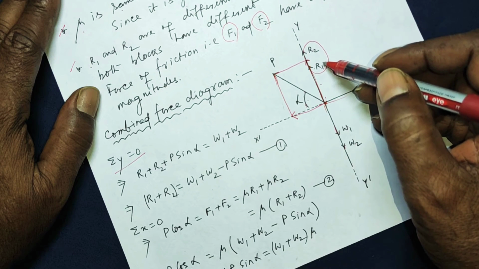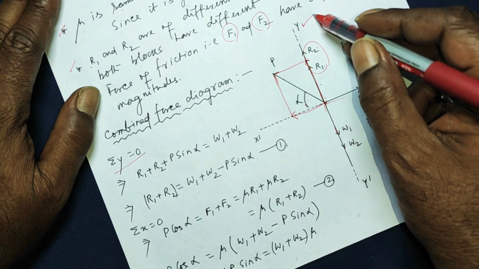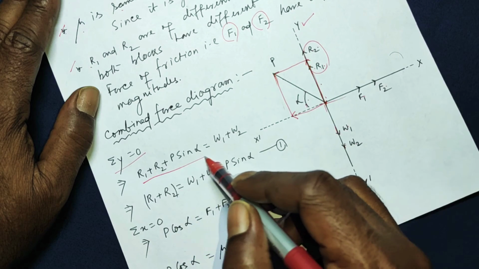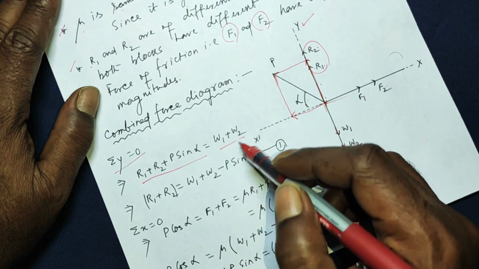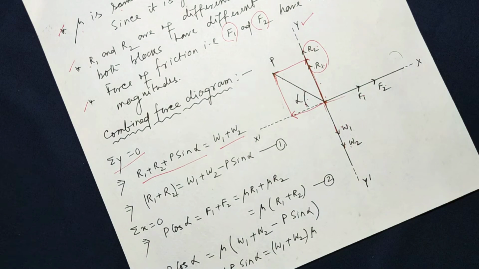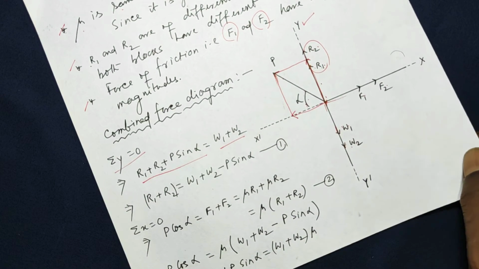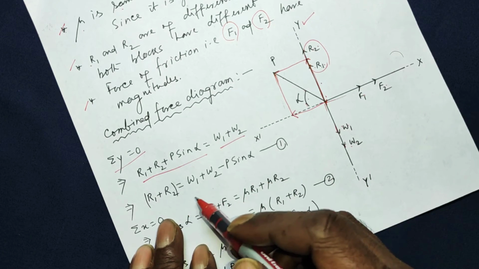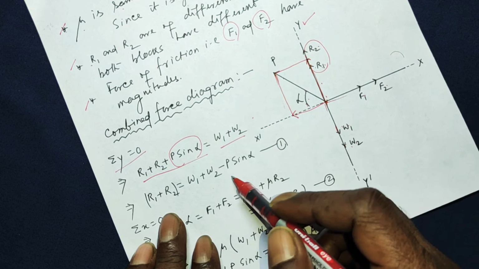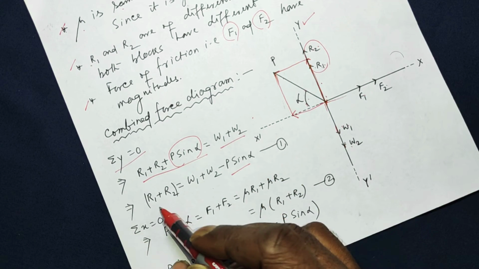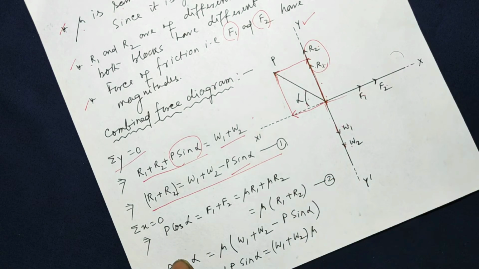So P sin alpha, and R1, R2 are in the positive y direction, so I have added them. W1 and W2 are in the negative y direction, so I have added them. For equilibrium, they have to be equal and opposite. So now you take this term to the right hand side, so it is subtracted. Let this be equation 1.